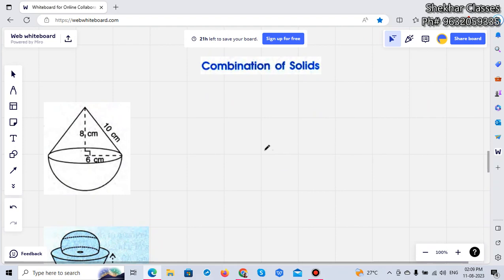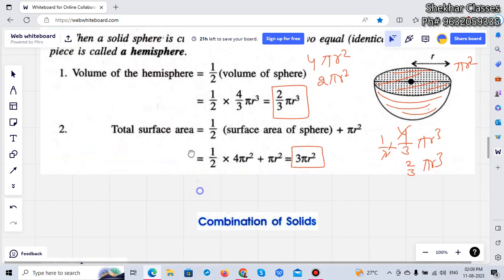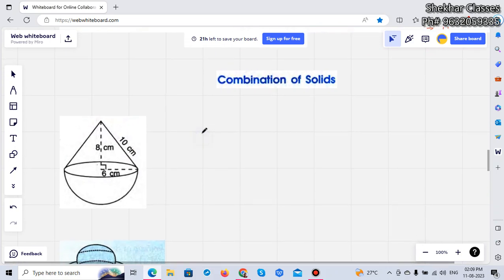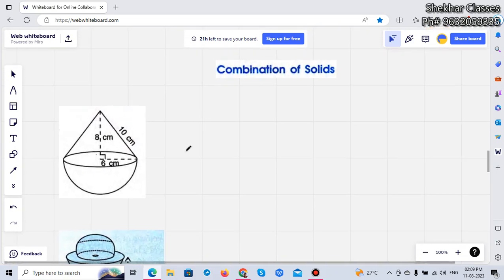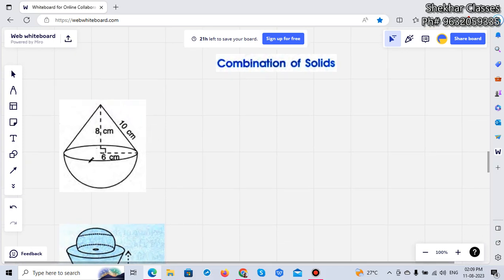Now comes the combination of solids. Remember, in the question when you start solving, it will not be very simple that you have to calculate the volume of just a sphere or cylinder. You will have a combination. You can see in this combination, what do we see? We see that it has a hemisphere and on that there is a cone.